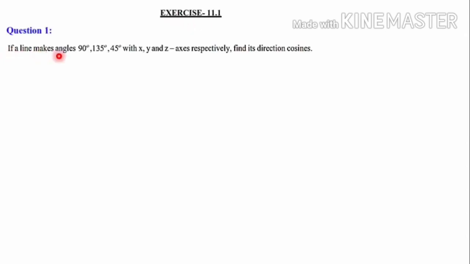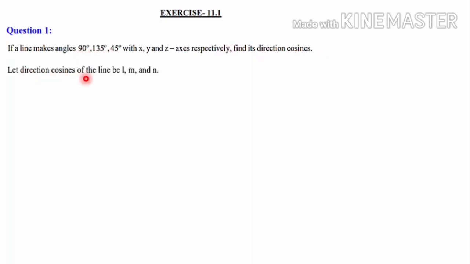Move on to exercise questions. Exercise 11.1, first question: if a line makes angles 90 degree, 135 degree, 45 degree with x, y and z axis respectively, find its direction cosines. Here angles are given, direction angles are given. We are asked to calculate the direction cosines. It's quite simple. Cosine of these angles are the direction cosines.